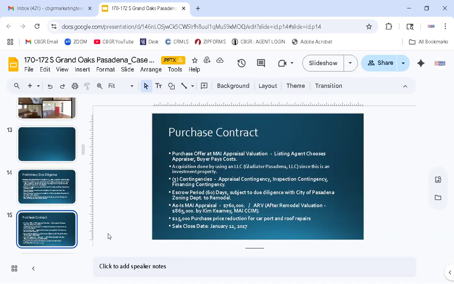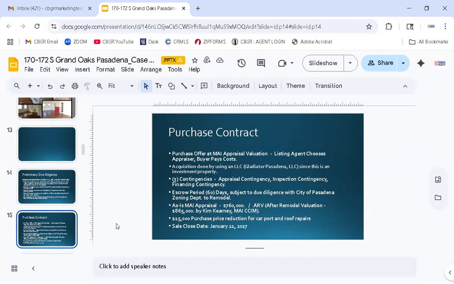Here's the purchase contract. I made an offer subject to an MAI appraisal. I paid for the cost. And the seller had the choice to reject my offer. But I said, it's an MAI appraiser. But here's the key. I let the seller and his agent choose the MAI appraiser. I paid for the appraisal cost. They get to choose the appraiser. What's wrong with that? So they had no argument once the appraisal came in.